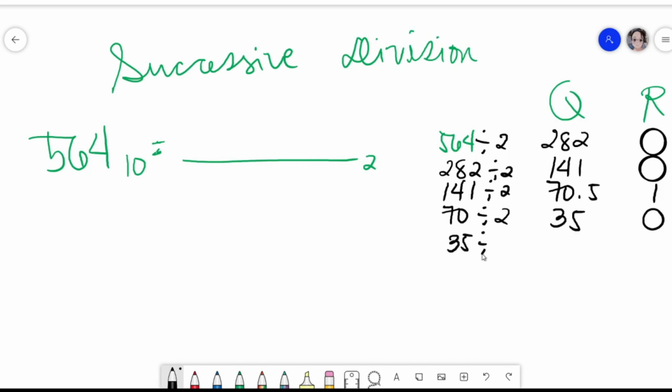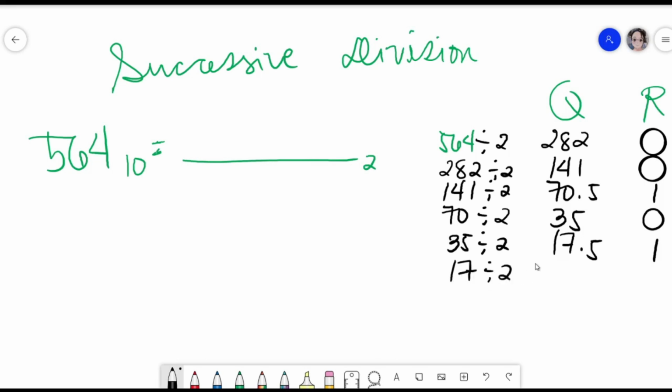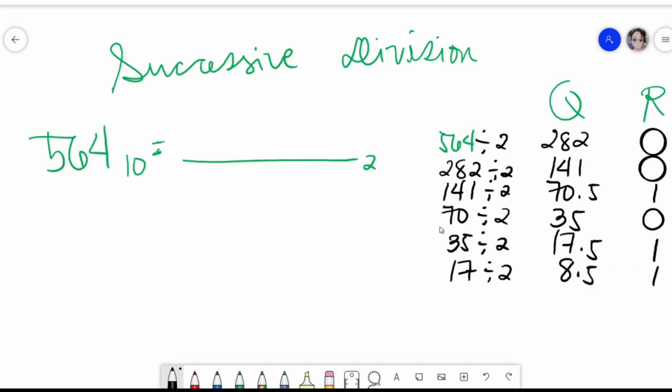Let's have 35 divided by 2. So magpuwaki ni siya. 17.5. So we have 17.5. So 1 siya. 17 na po. Arag na pala si 0.5. 17 divided by 2. Let's have 17 divided by 2. 8.5. So 1. 8 divided by 2 na po is 4. So 0. 4 divided by 2 is 2. Is 0. 2 divided by 2 is 1. So 0.